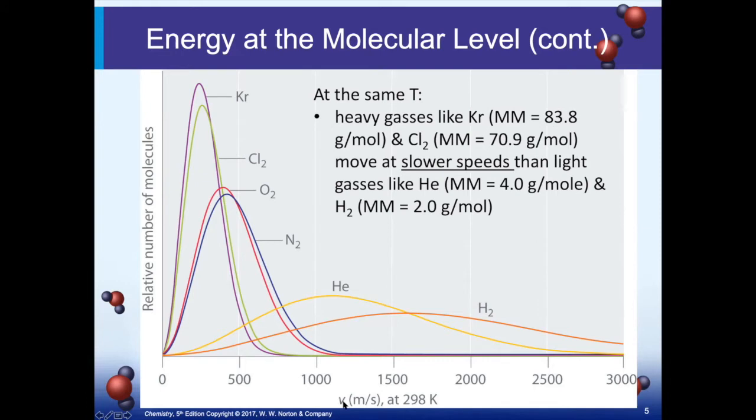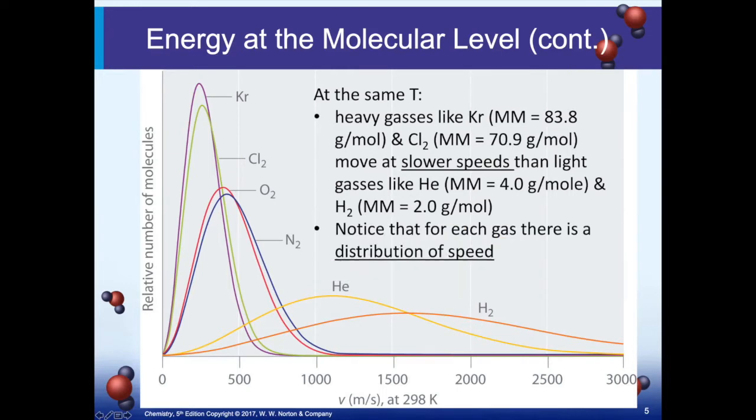That's what this x-axis is representing: speed. Or pardon me, not average speed, just speed. So they're going to travel at slower speeds than the light gases like the helium and the hydrogen. That's just another way to illustrate what we showed you on the previous slide.